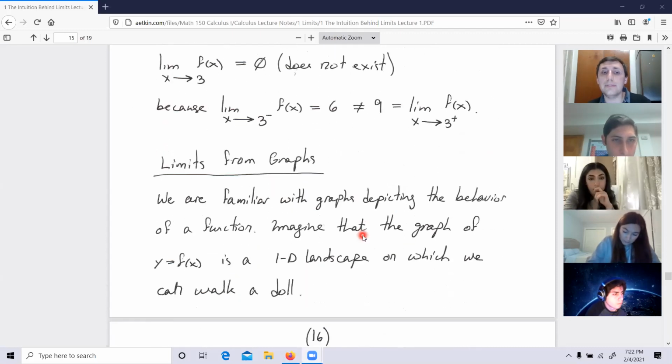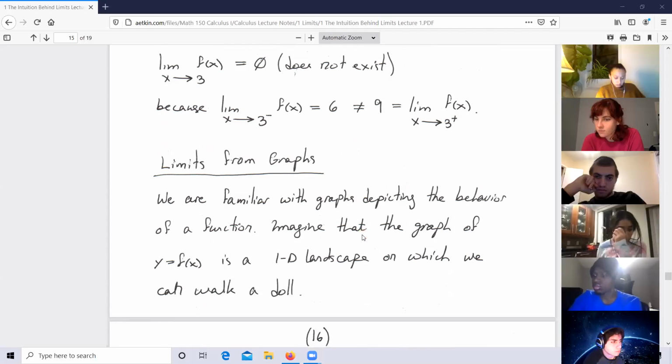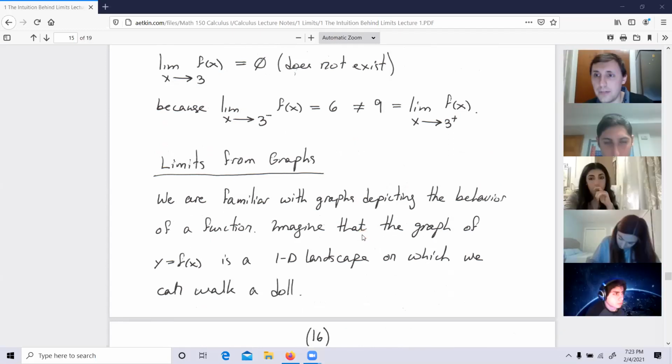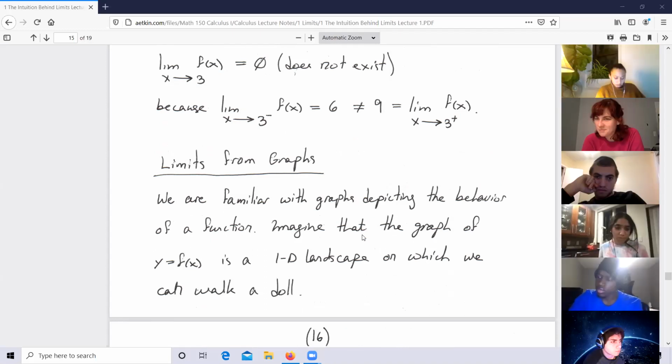So now we talk about limits from graphs. And that doesn't mean limits from a count, right? That just means limit from a picture. You don't know what a graph is, right? What language? A graph is the Russian or German word for count.